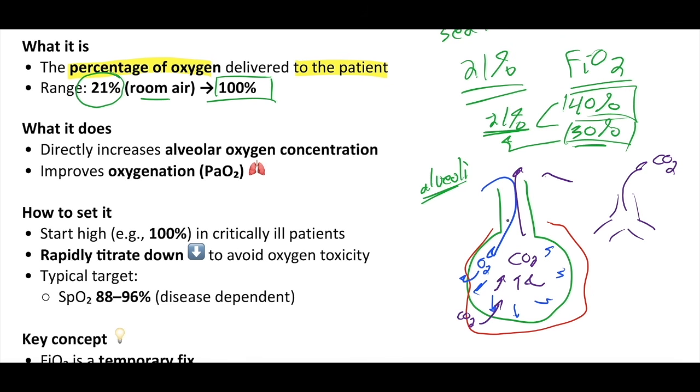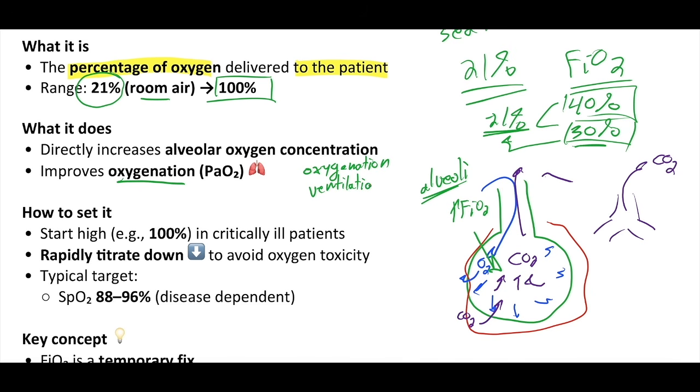So increasing the FiO2 is just going to directly increase the alveolar oxygen concentration. The higher the FiO2, the higher percent of oxygen in this alveoli, so that your bloodstream can absorb higher concentrations of oxygen. And this improves oxygenation. And that's a concept that we're going to come back to. We're going to be talking about some of these settings in terms of oxygenation. And then the other variable we'll be talking about is ventilation.